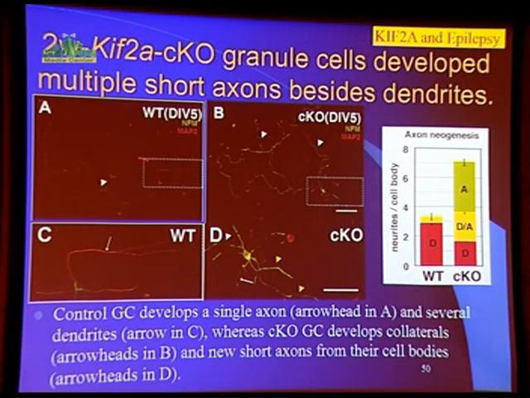That was proved by the single neuron level. This is wild type, and wild type neuron extend long axon, one axon, and several dendrite enlarged here, cell body and the long axon. But conditional knockout, as you can see here, this is cell body stained with the neurofilament M axonal marker. This neuron extend several short abnormal axon. This could form recurrent circuit.